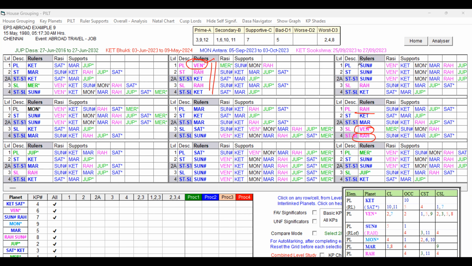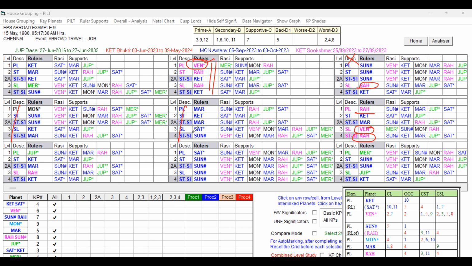After Venus, Sun Bhukti started. The Bhukti Lord should be strong enough, free from the unfavorable key planet. So Sun has Rahu. It will not be strong enough to act as the Bhukti Lord. Remember, Sun is Antara Lord. It is supported for Mercury, but not strong enough to act as the Bhukti Lord. Moon, yes, Moon is supportive. Mars is supportive. So out of this, which Bhukti is strong enough?